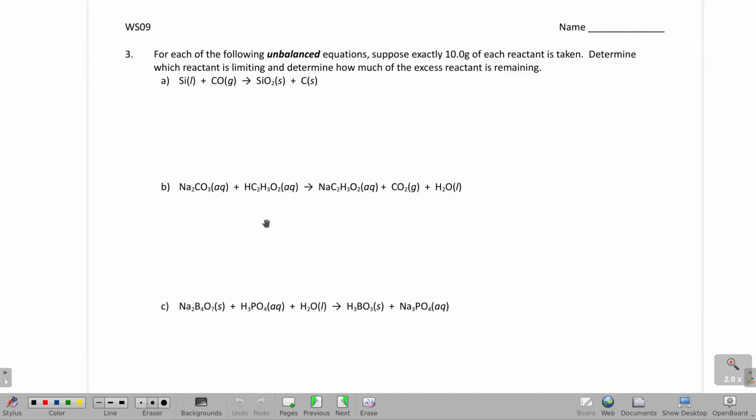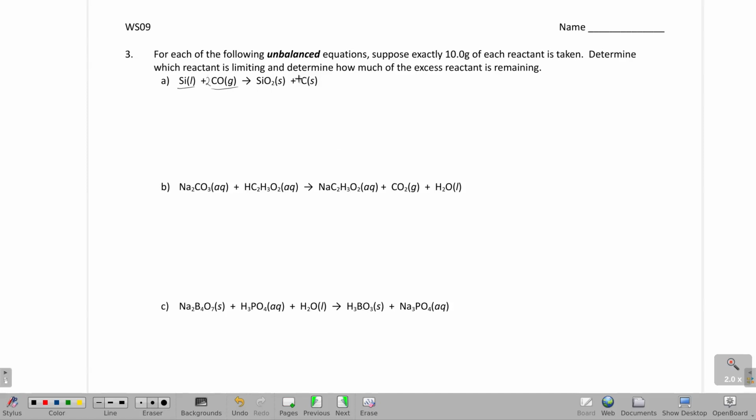Okay, on question 3, it wants us to use these unbalanced equations and figure out what our limiting reactant is. And we're going to assume that we have 10 grams of each of these original reagents, the reactants. All right, very first thing I'm going to do though is balance the equation.